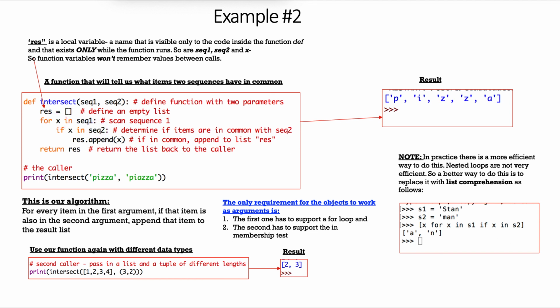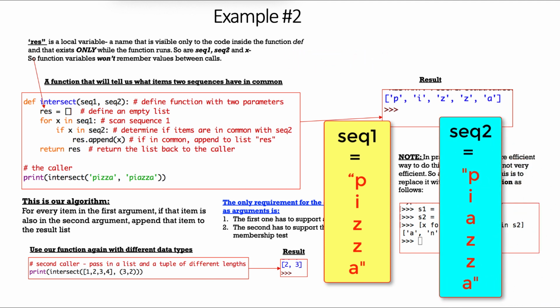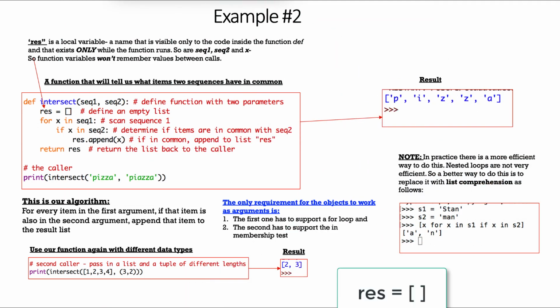Function variables won't remember values between function calls. For x in sequence 1, so it says scan sequence 1, traverse that sequence. And then for each item you scan, if that is also in sequence 2, append that item to our empty list res, then return res. And again, up until this point, nothing happens because this function has not been called.